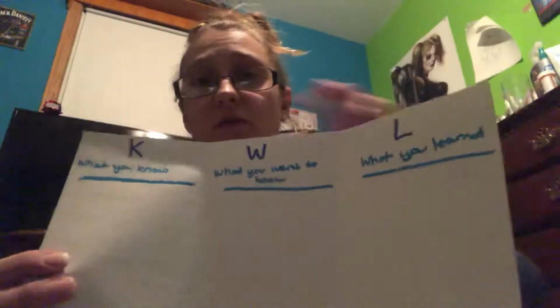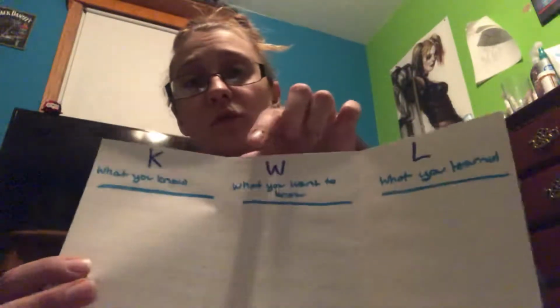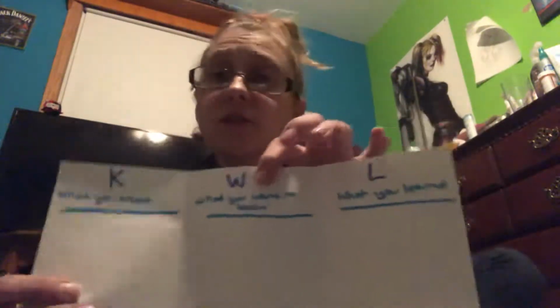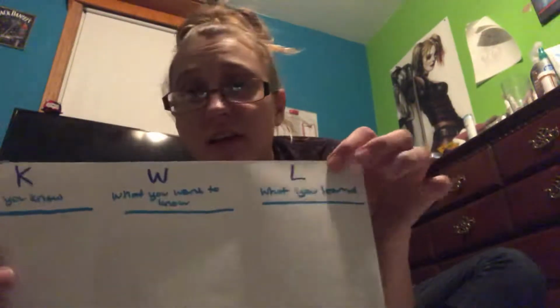Okay, the reading strategy I chose to do was a KWL chart, which is basically: you put it in as K, W, L, for what you know from before reading a text, what you want to know from reading the text, and then after you've read the text, what you've learned.